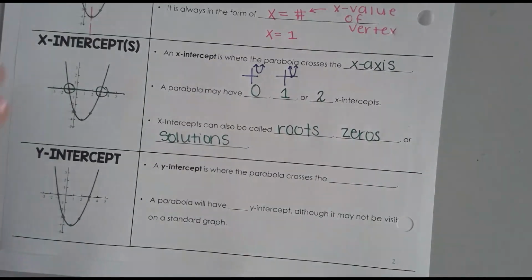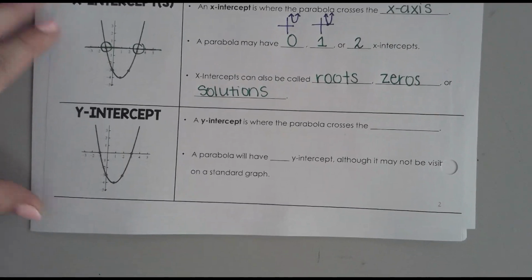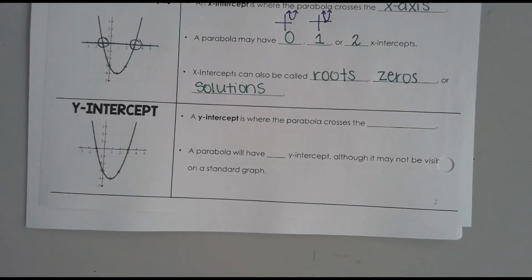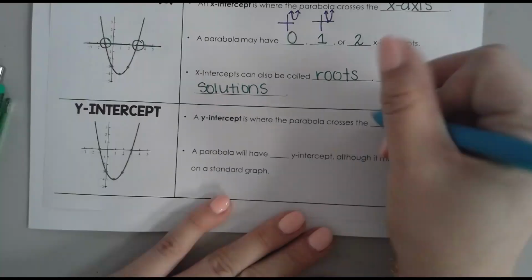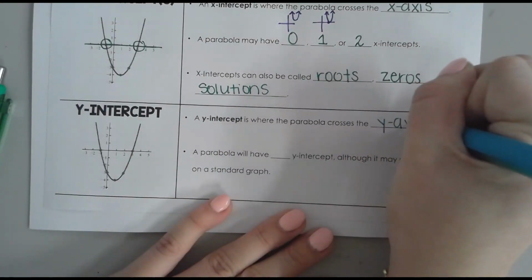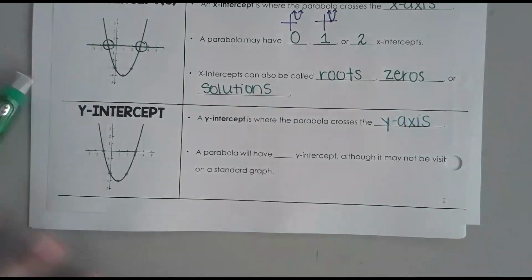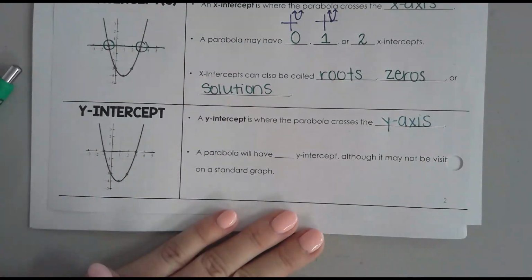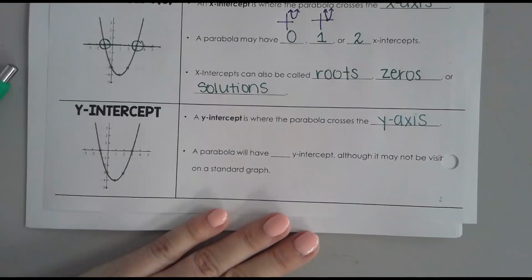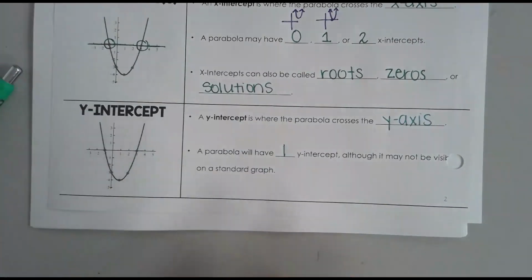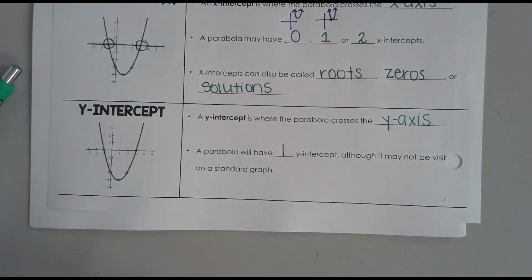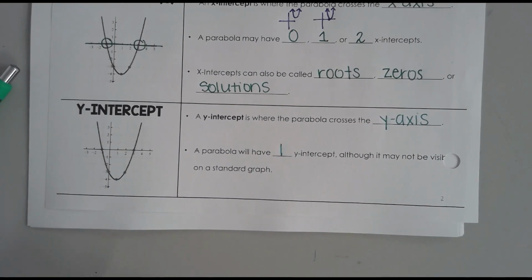All right, the next part of a parabola is the y-intercept. That is where it crosses the y-axis. A parabola will always have 1 y-intercept. You can only have 1. Is there like 8 names for this thing? No, there are no other names.